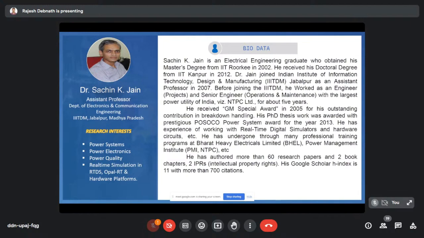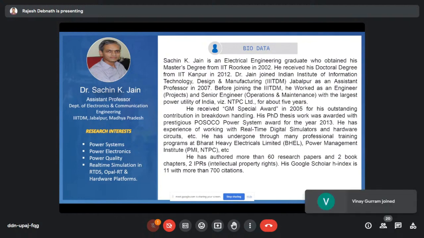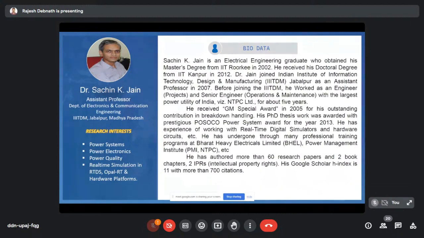He has experience of working with real-time digital simulators and hardware circuits. He has undergone various professional trainings during his academic career. He has authored more than 60 research papers, 2 book chapters, 2 IPRs. His Google H index is 11 with more than 700 citations. His research interests are power and control, power quality, real-time simulation, and OpenRT hardware platform.